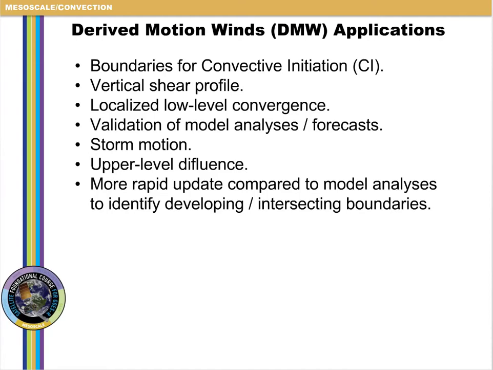Derived motion winds are calculated based on the level and the vertical of the cloud, so that a variety of cloud heights will provide winds at a variety of vertical levels, which can provide useful information on the vertical shear profile. You may also be able to identify regions of localized low-level convergence and associated boundaries for convective initiation or intersections with existing storms. Another use of the winds is to validate familiar model analyses or forecasts. Other applications of derived motion winds include assessment of storm motion, upper-level diffluence, and monitoring a data source that provides a more rapid update compared to familiar hourly model analyses.